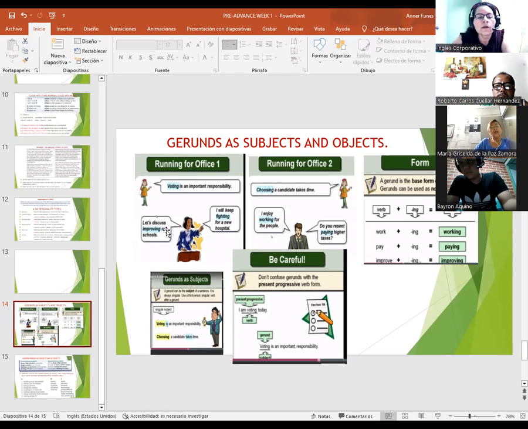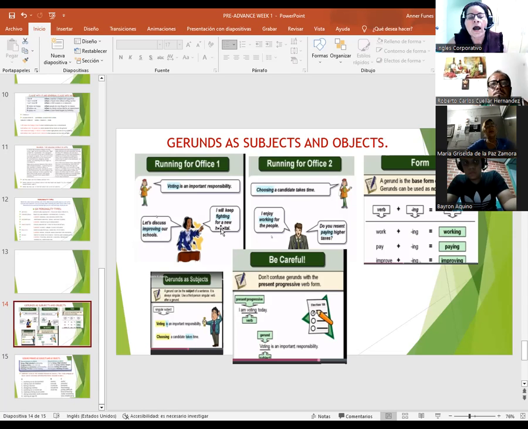Now, here we have. Let's discuss improving our school. Where is the verb here? What is the verb? Improving. Yes. Let's discuss improving our schools. Here, improving is a subject too. Improving our school. Yes? Is the verb plus ing.